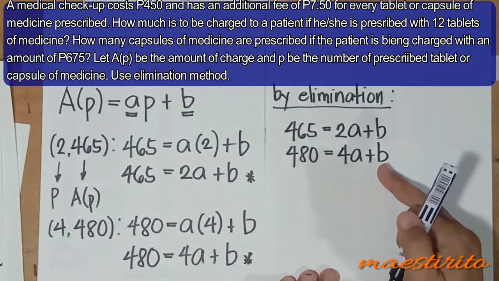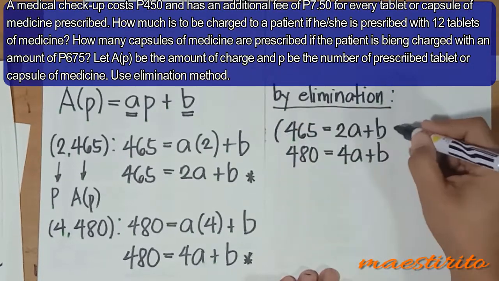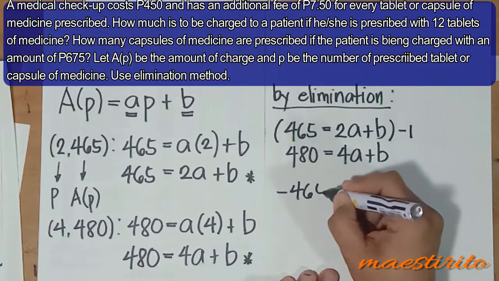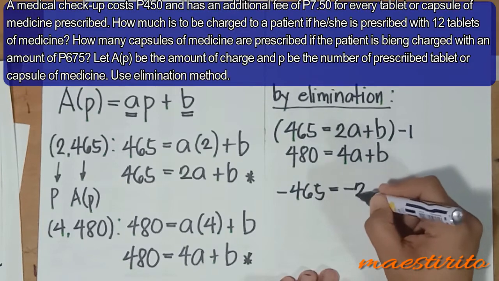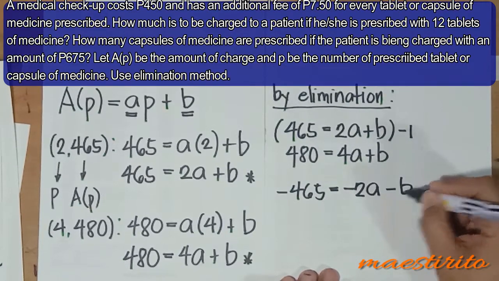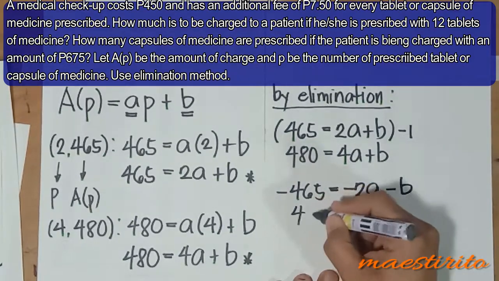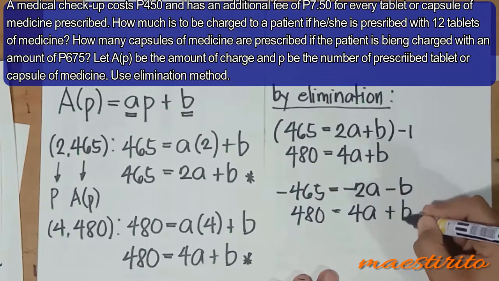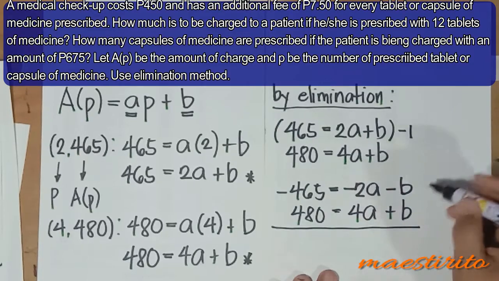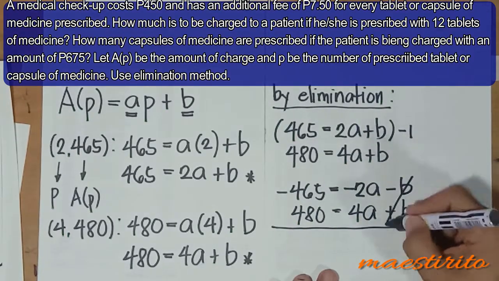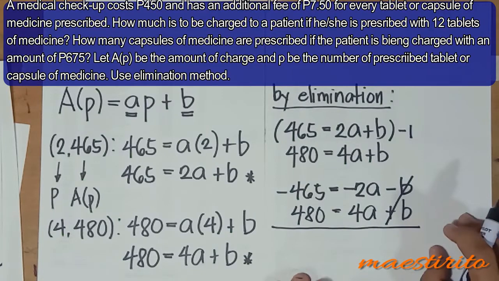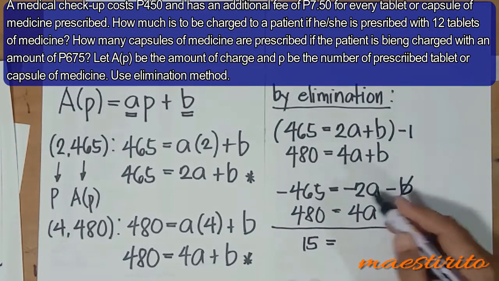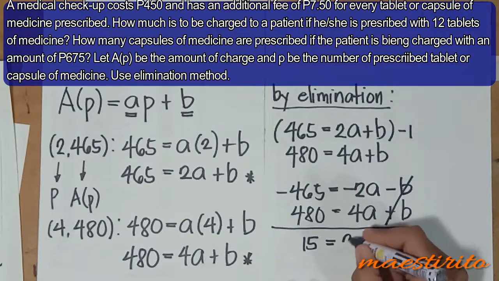So to eliminate B and solve for A, I'll be multiplying this by -1. So I'll have -465 equals -2A - B. Copy the second equation, that's 4A plus B. Obviously, -B plus B by the operation of addition will be 0. -465 plus 480 will give us 15, equals -2A plus 4A, that will give us 2A.